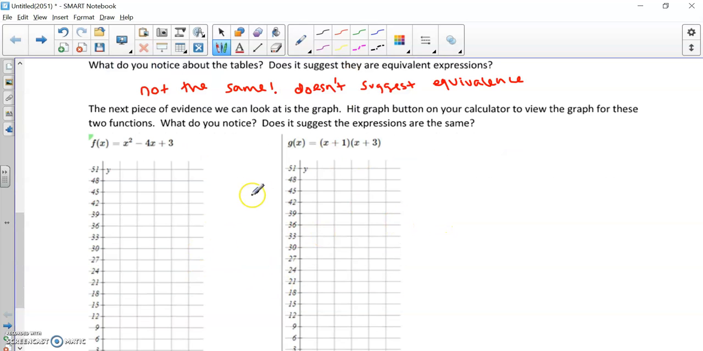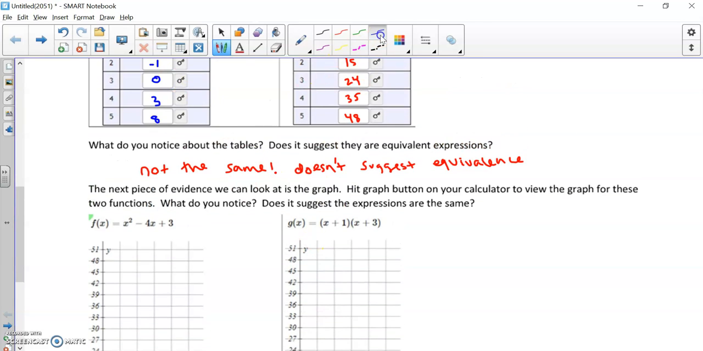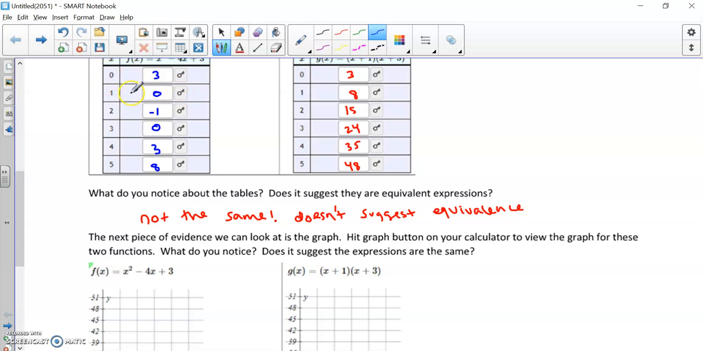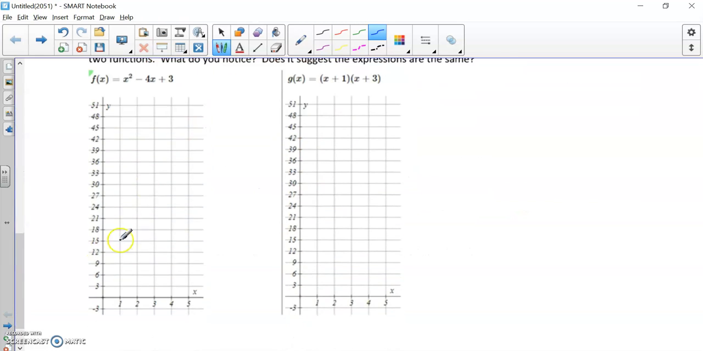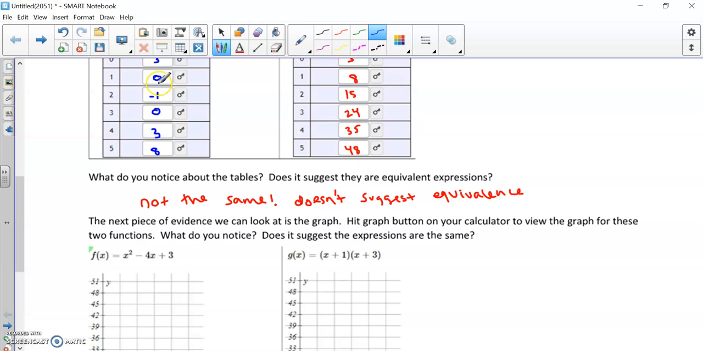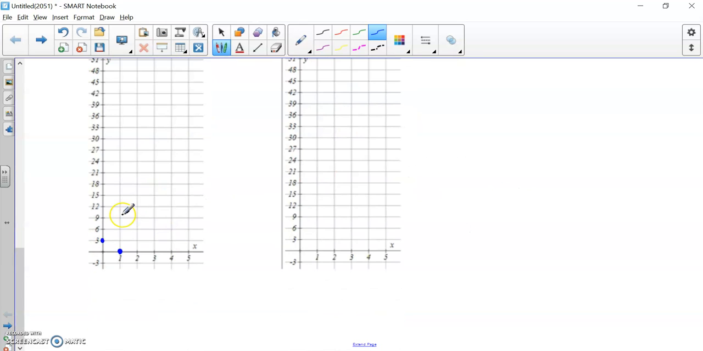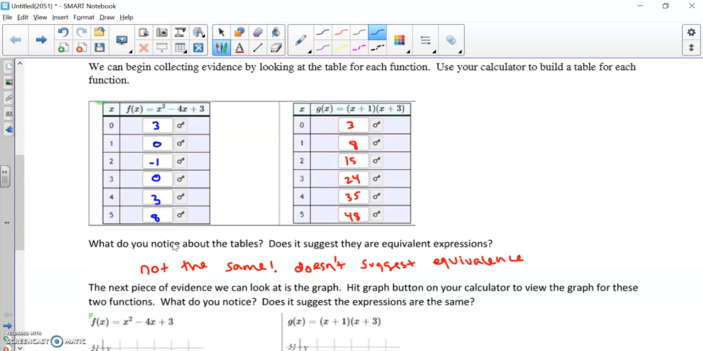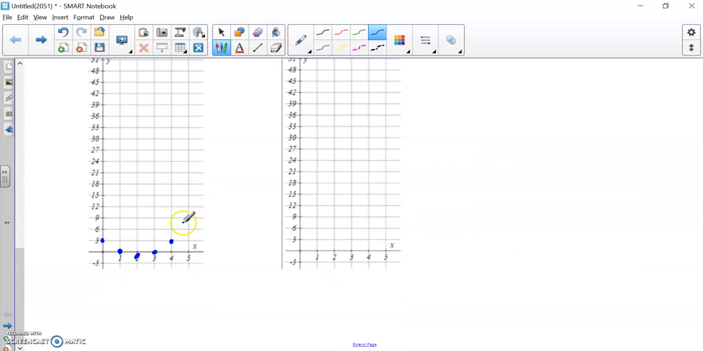Now remember, when I asked you guys to make these graphs, and these problems are straight off my open math, you just want to plot all of these points. So like for the first one, we're going to plot 0, 3, 1, 0, 2, negative 1, 3, 0. Okay, you're going to have to estimate that one. It's going to be here somewhere. Then 4, 3, and then 5, 8. So again, notice how I'm graphing all of them. Again, for some of them you have to estimate.